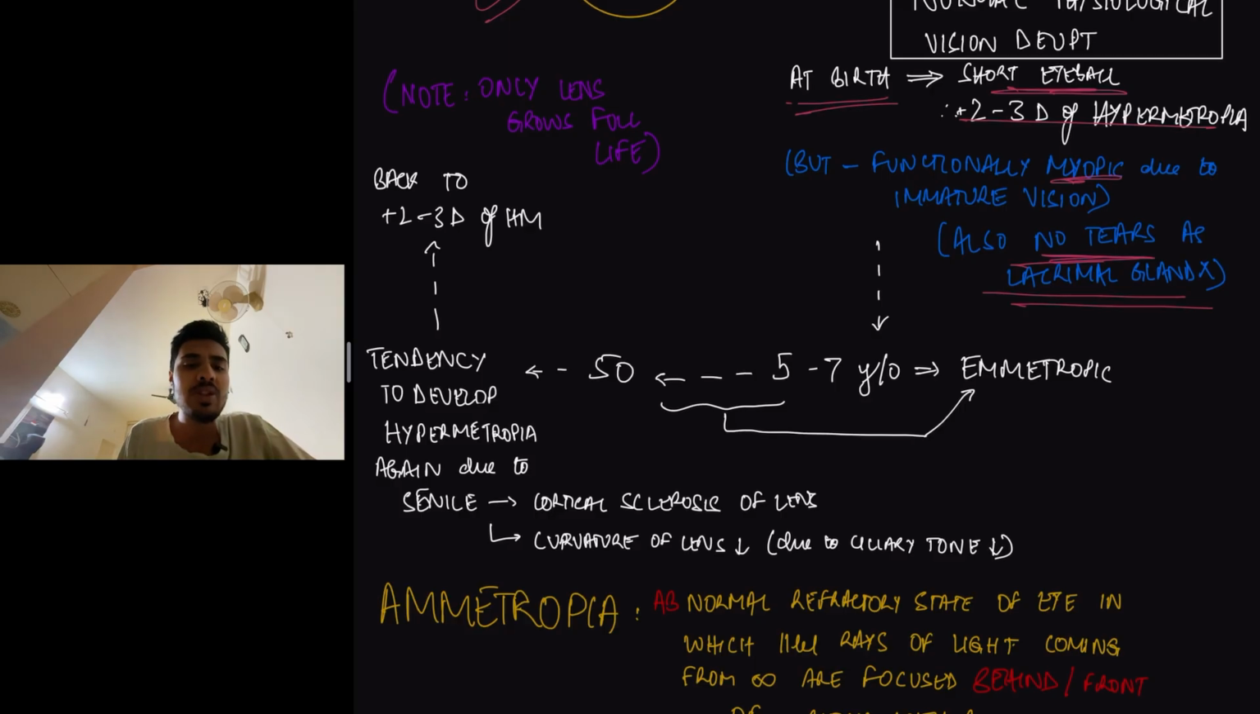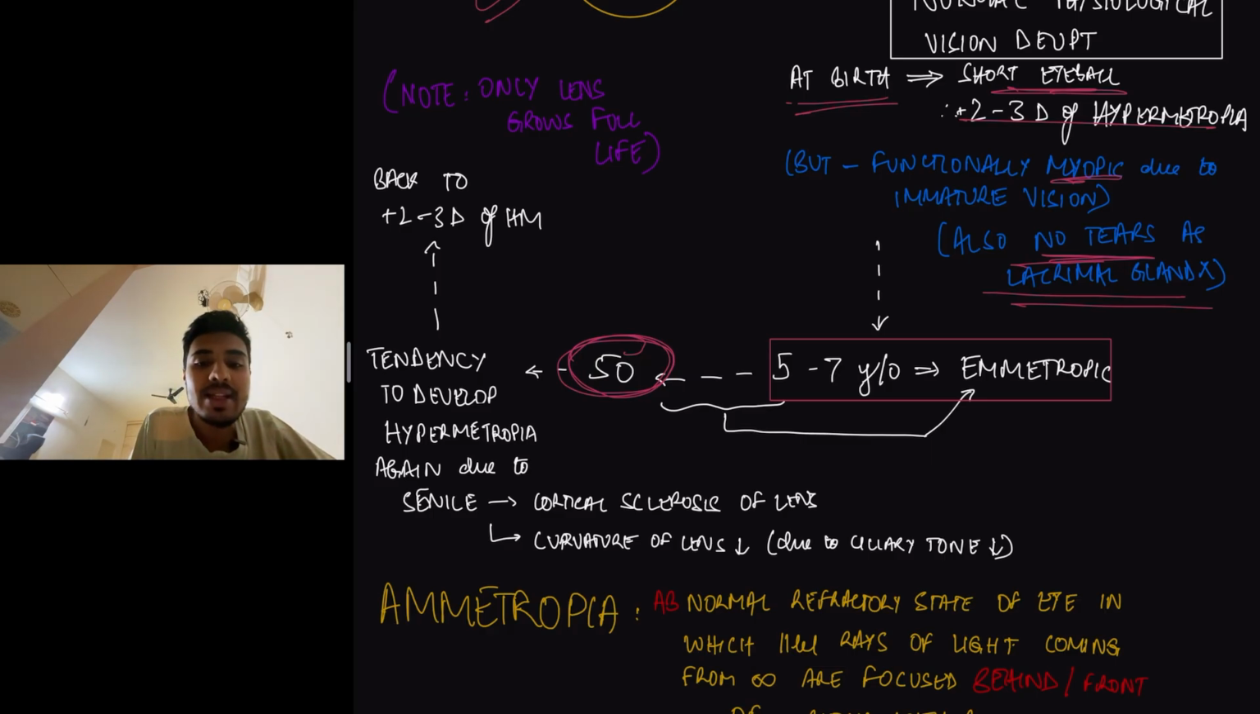But eventually what happens? The eyeball grows and grows, the vision develops, and by 5 to 7 years old, the child becomes emmetropic. And this remains so till 50 years of age. And beyond 50 years of age, there is now a tendency to develop hypermetropia. Why is there now a tendency to develop hypermetropia? Because of senile changes like cortical sclerosis of the lens and decreased curvature of the lens.